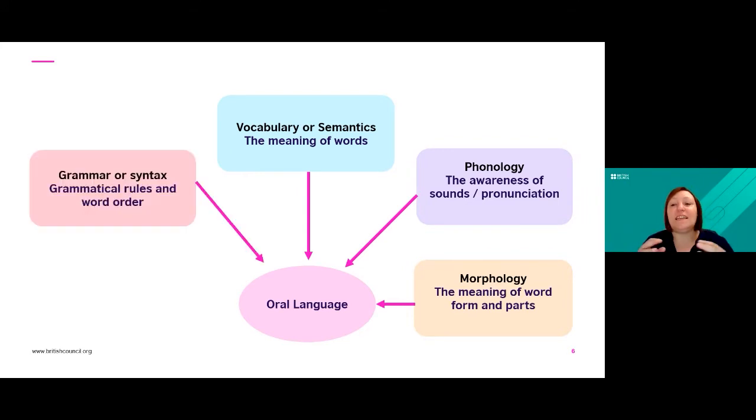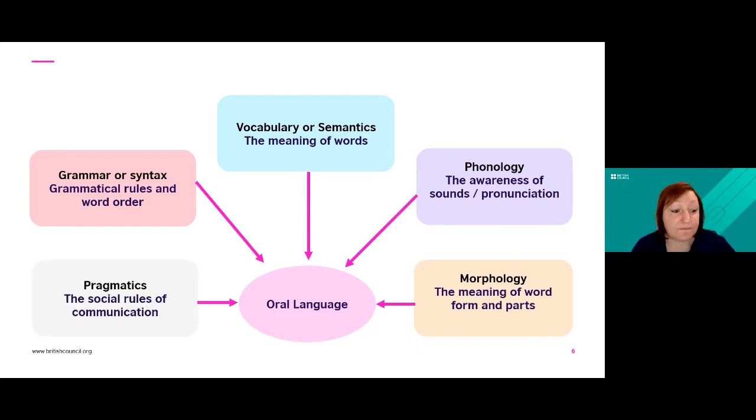And then of course we need grammar. We need to know how we put all these words together, where the morphology comes in, those parts of the words, and how they fit together in what order in the sentence, in order for the utterance to make sense. And finally, and this part often is neglected both in testing and teaching, we need to know the pragmatics, the social rules.